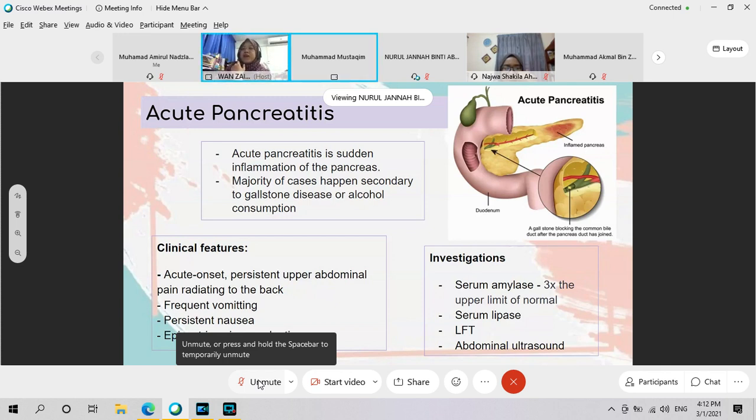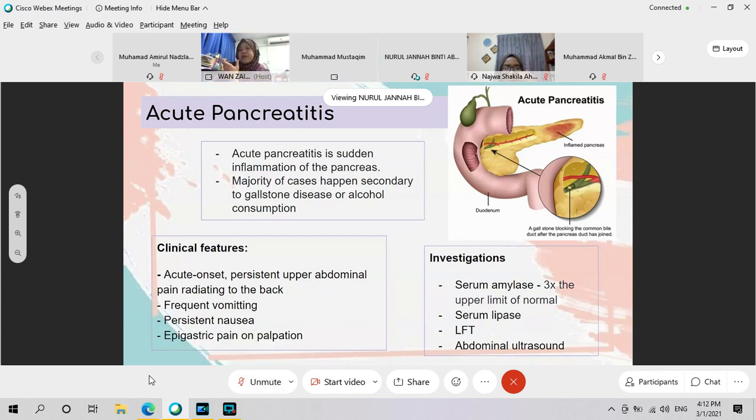Retroperitoneal organ. So any retroperitoneal organ will give the same characteristic. Radiate to the back, aggravated by supine position, and relief by sitting forward. Contoh macam triple A kan? Abdominal aortic aneurysm. Sama juga. Dia radiated to the back as well. Radiate to the back also, pain dia. So, sebab dia retroperitoneal organ.